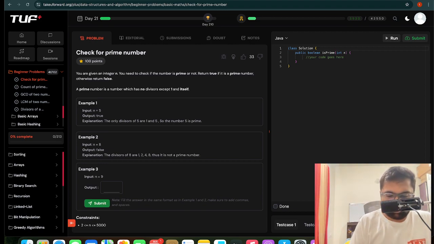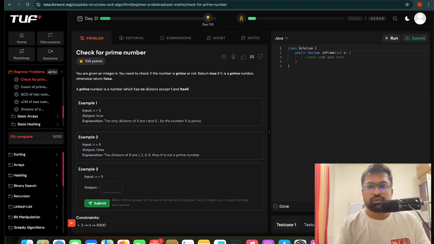And what is the time complexity? The time complexity for this is O of minimum of n1 or n2, since we are running a loop like this, and the space complexity is O of 1 because we are not using any extra space. So let's try to code this.